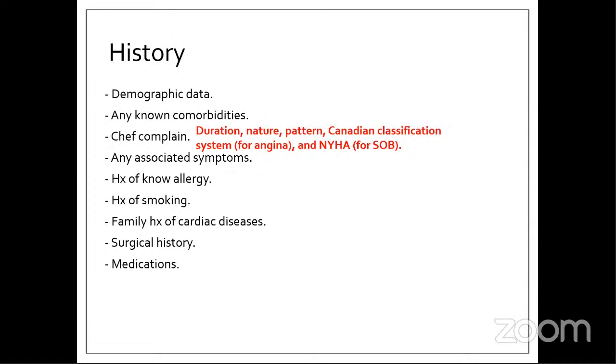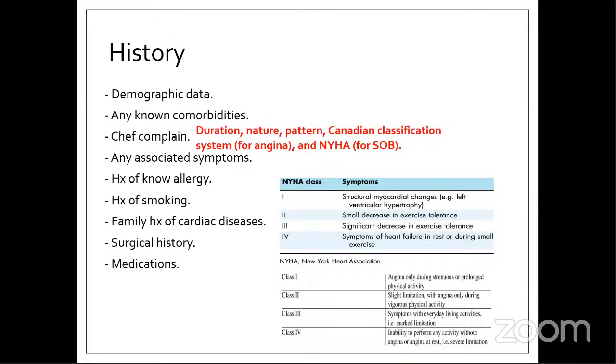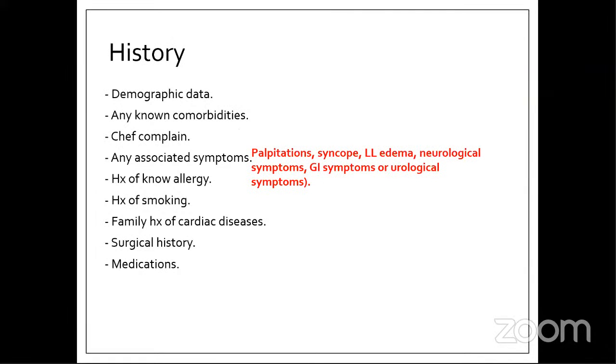The chief complaint and the analysis of the chief complaint, the duration, the nature, the pattern. We can use the NYHA classification for shortness of breath and the Canadian classification for angina. If the patient has any associated symptoms, palpitation, syncope, neurological symptom, GI or urological symptoms that may require further evaluation. Also, history of any known allergy, history of smoking. If the patient is actively smoking, he should be advised to stop smoking at least 4 weeks before surgery, and it's better if 2 months. Family history of cardiac disease, past surgical history, and medication.